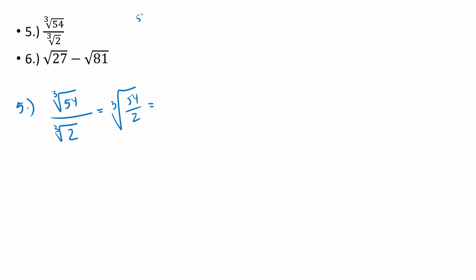So you do 54 divided by 2, which is 27. All right, so we get the cube root of 27. And you might remember, if you've done sum and difference of cubes, that 27 is 3 to the third power. And so the cube root of 3 cubed is 3.